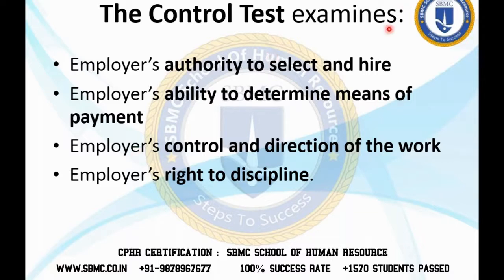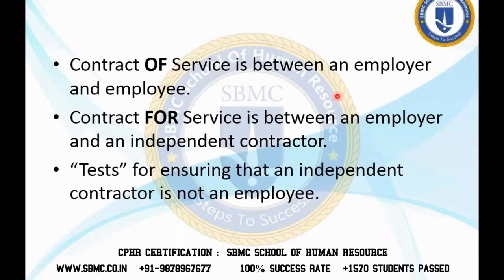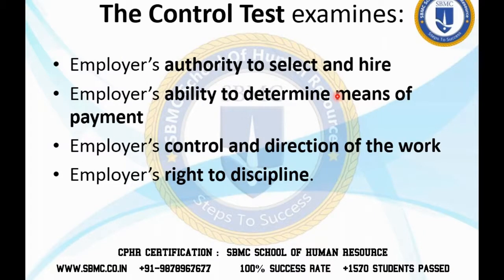So the control test examines your authority to select and hire. You can differentiate whether someone is a contract employee or an employee of the employer. Then you have your control test. It examines the employer's authority to select and hire, and the ability to determine payment, the employer's rights, the employer's control and direction, and the employer's right to discipline. These decide the control test.